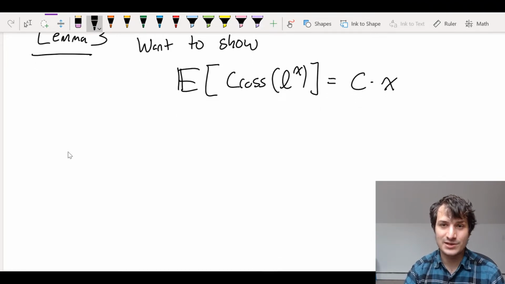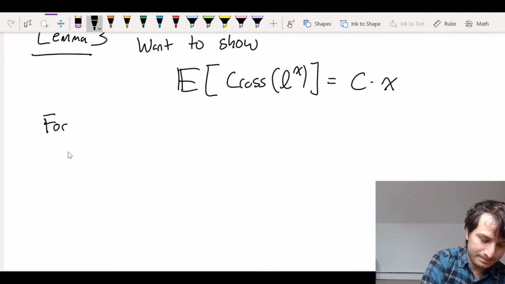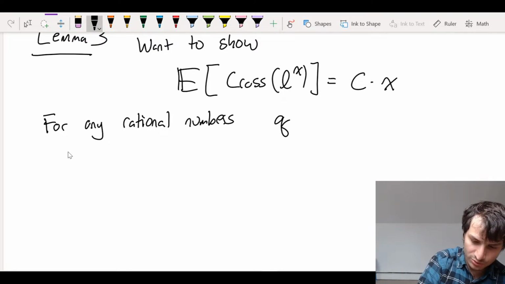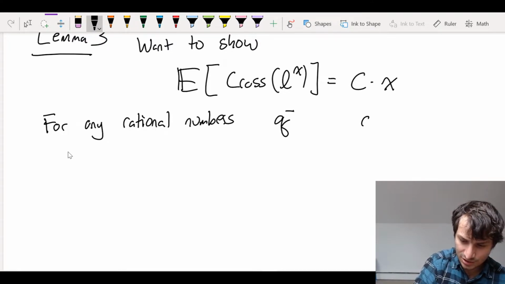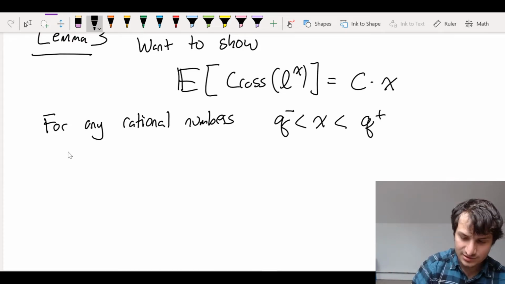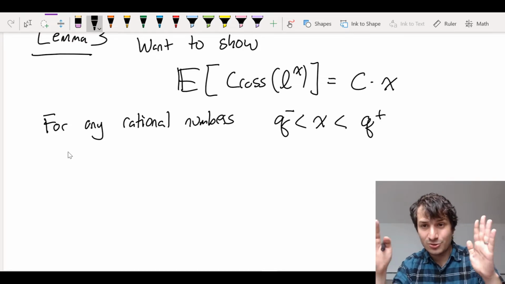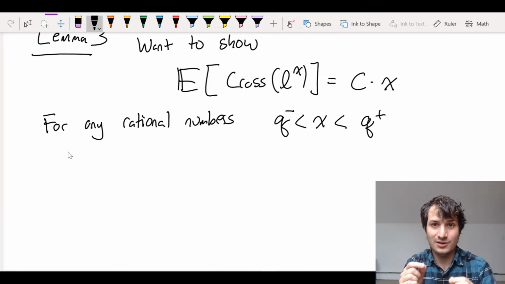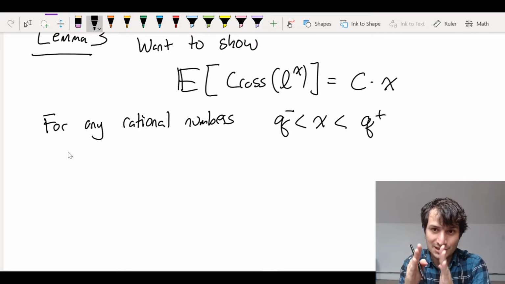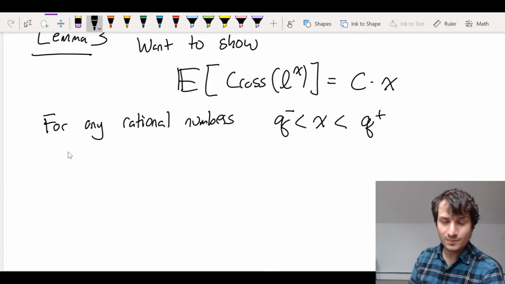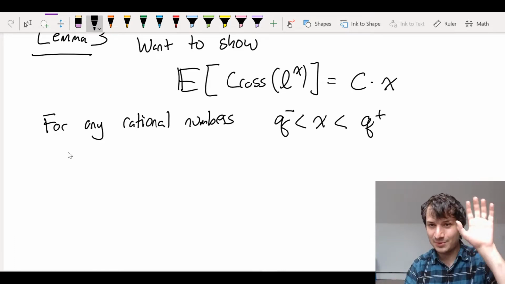So the way I'm going to phrase this is like this. For any rational numbers, I'm going to call them q. Q is for rational. Q minus and q plus that sandwich x. So q minus is less than x is less than q plus. So that's how I'm going to do it. I'm going to use lemma 2, which was about rational numbers. I'm going to sandwich the number x between two rational numbers. I'm going to use lemma 2 on q minus and q plus, and I'm going to get what I want out of that.